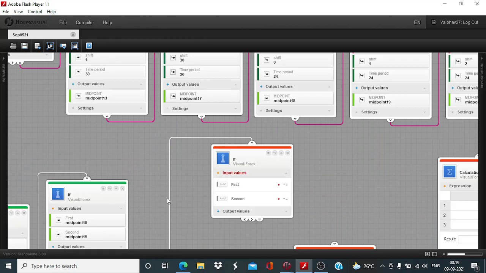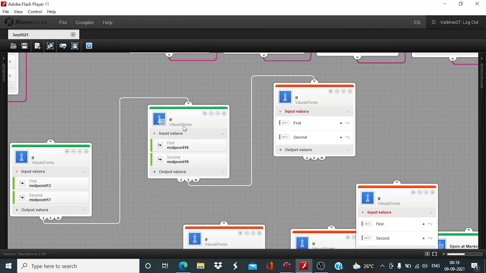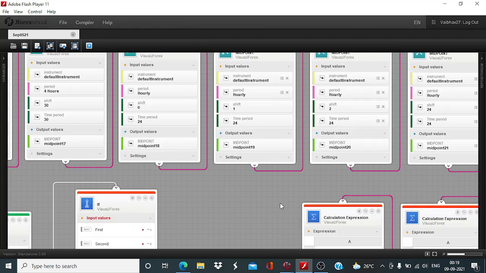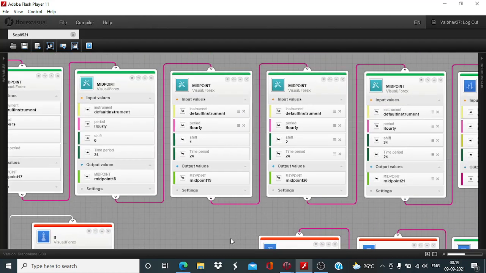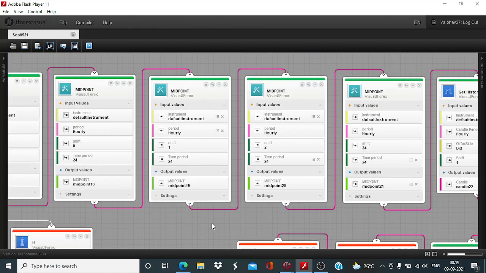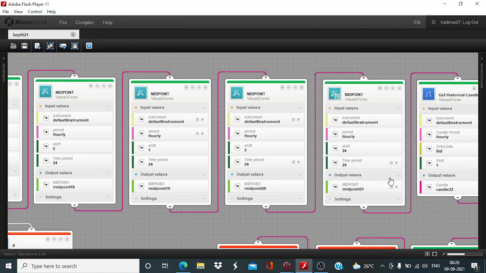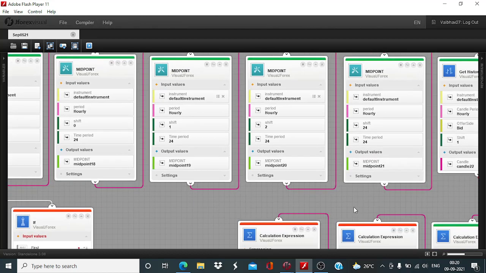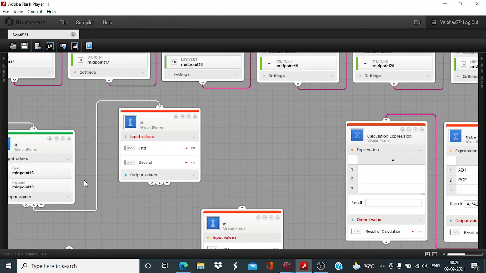And prior to that, I have omitted one condition which we will need to add. We have to consider the difference between the midpoint 19 and midpoint 21. Midpoint 19 has a look back period of 1, whereas midpoint 21 has a look back period of 24. So we need midpoint 19 to be greater than midpoint 21.